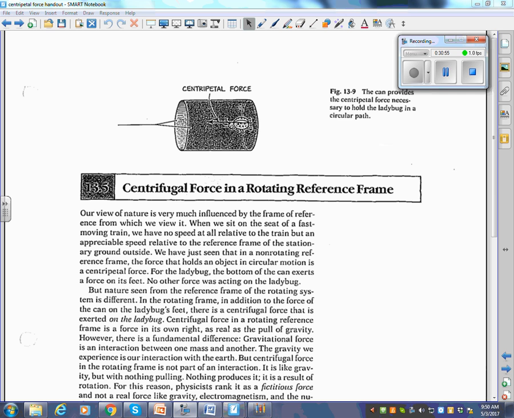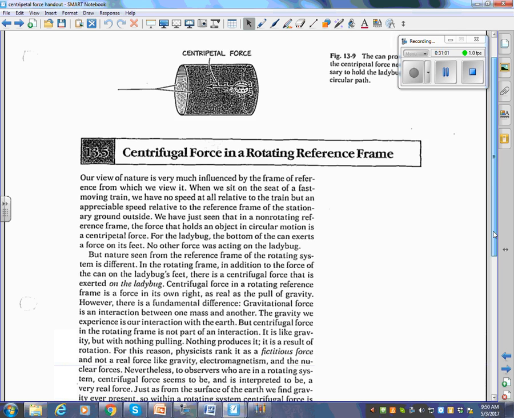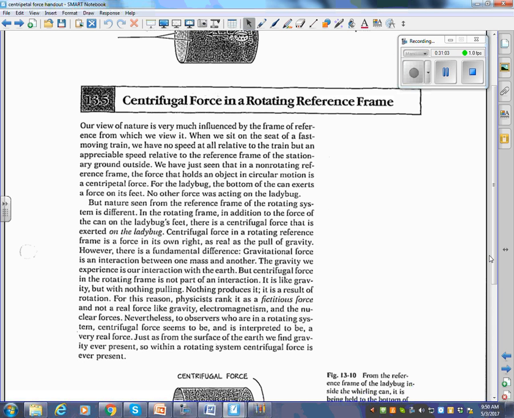Centrifugal force in a rotating reference frame. Our view of nature is very much influenced by the frame of reference from which we view it. When we sit on the seat of a fast-moving train, we have no speed at all relative to the train, but an appreciable speed relative to the reference frame of the stationary ground outside. We have just seen that in a non-rotating reference frame, the force that holds an object in circular motion is a centripetal force. For the ladybug, the bottom of the can exerts a force.